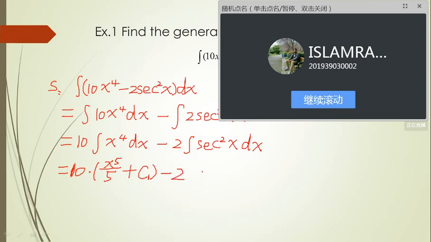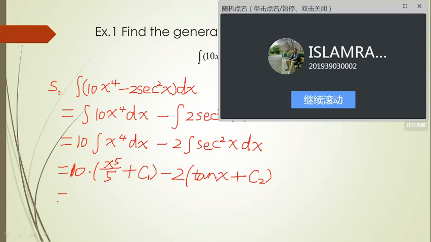So second part. We saw some answers, so let's check. It's 2 times the indefinite integral. The integrand is secant squared x. We know the derivative of tangent x will give secant squared, and don't forget plus a constant. I just write c2.